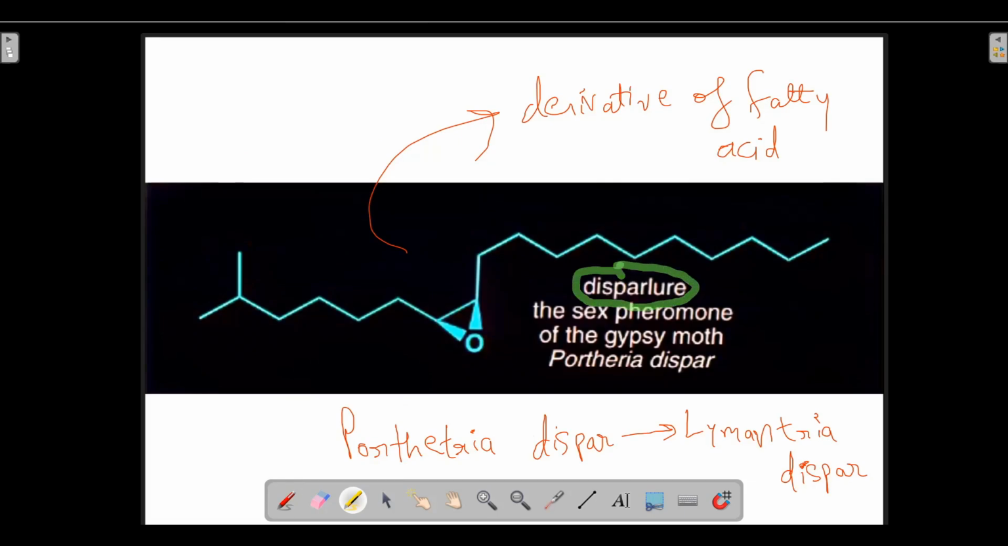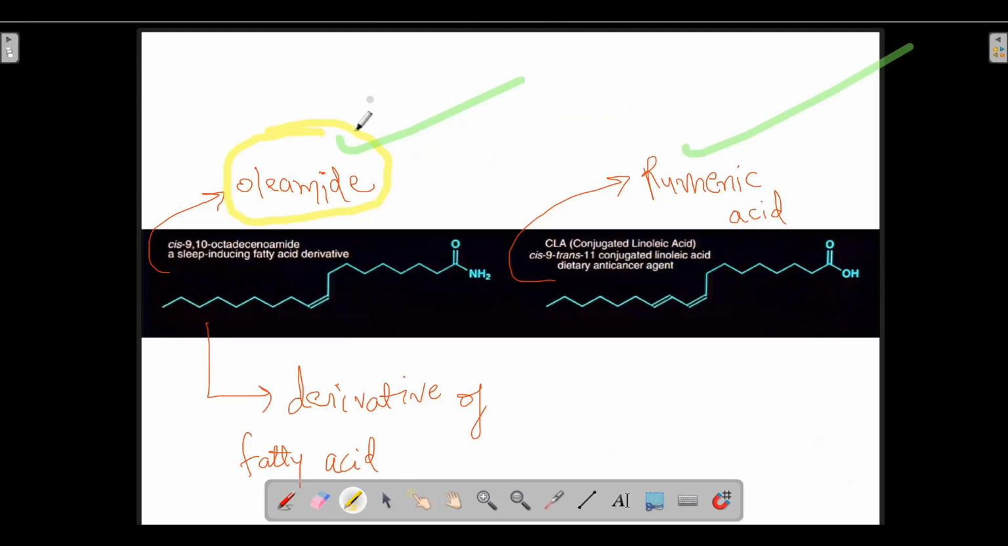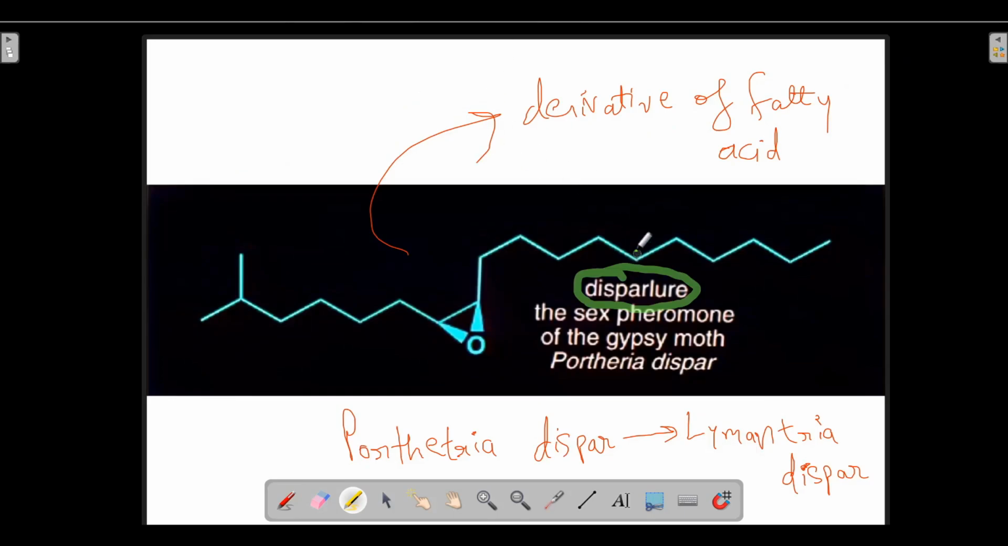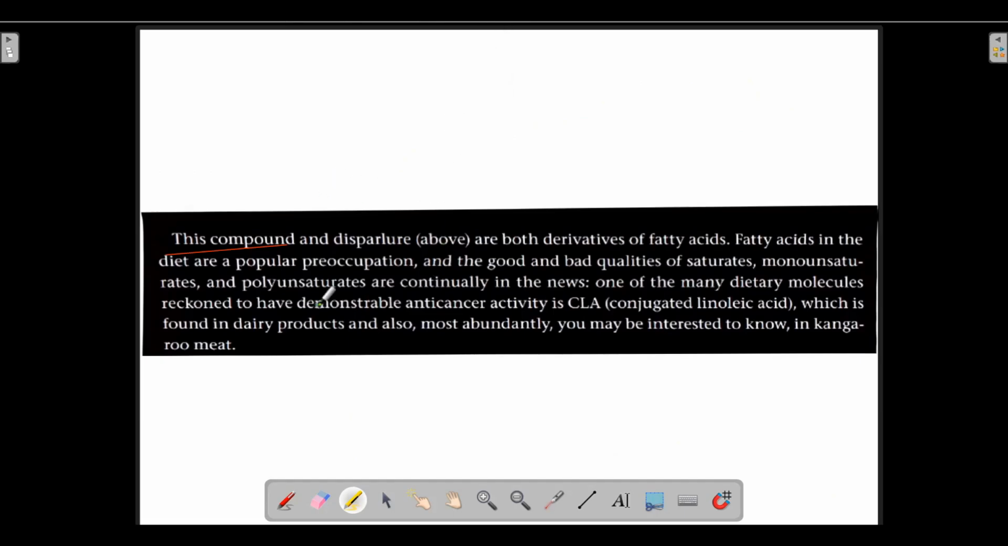This particular compound's name is given, but the common names of these two compounds, that is oleamide and rumenic acid, are not given in the second edition of Clayden. Okay, common names are not given. Only disparlure's common name is given. Okay, so keep this thing in mind. So this compound means which compound? Oleamide.